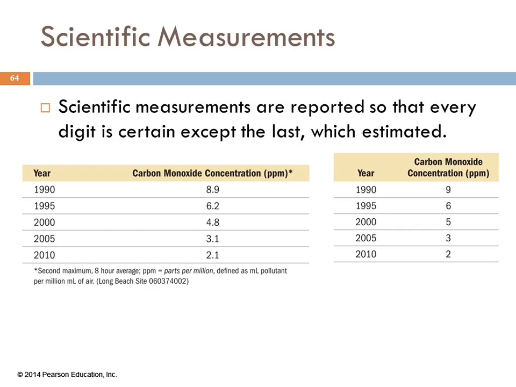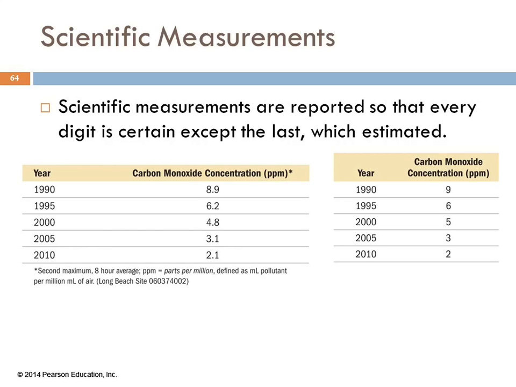So here we have an example of some carbon monoxide concentration measurements. From 1990 through 2010, we see the carbon monoxide change from 8.9 parts per million to 2.1 parts per million. Over here, this is written in a different form. Now we're taking these numbers and those are being rounded. If we look at these measurements, we're assuming that there's uncertainty in this last digit. The scientists always assume uncertainty in the last digit.